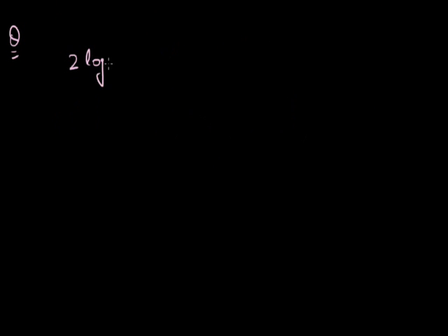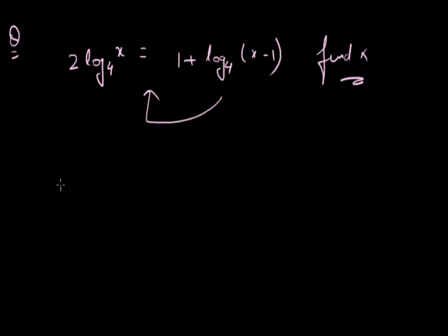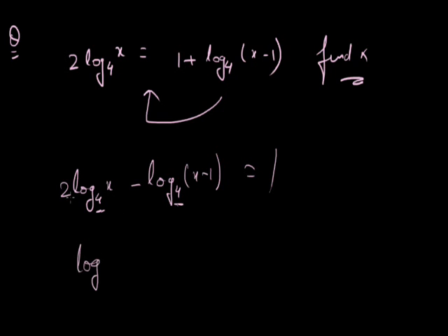Next one. 2 log 4 x is equal to 1 plus log 4 of x minus 1. Find x. Now if I transform this quantity here, 2 log 4 x minus log 4 of x minus 1 equal to 1. Now this has the base 4, this has the base 4. Both have the same base and subtraction. Yes, we can do some applications here. The 2 log x to the base 4, 2 is moved here, that is x square.